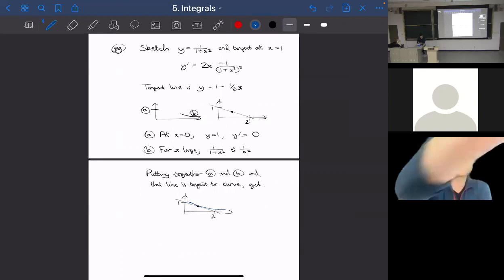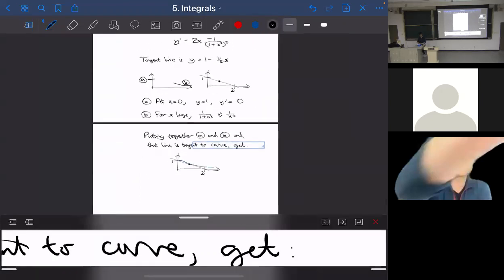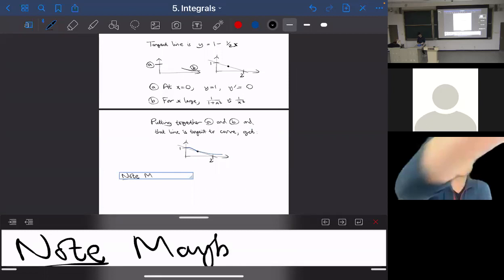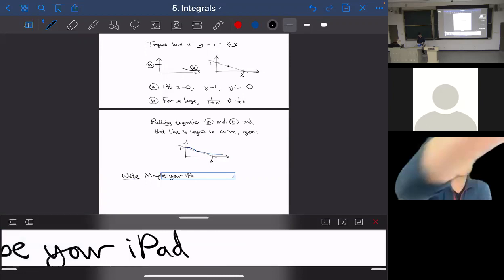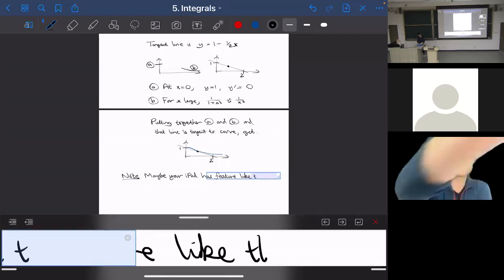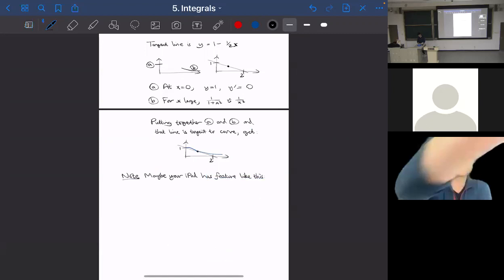Okay, so one final point on graphs. Note, maybe your iPad has a feature like this. So I can draw a circle, maybe not. Yes.